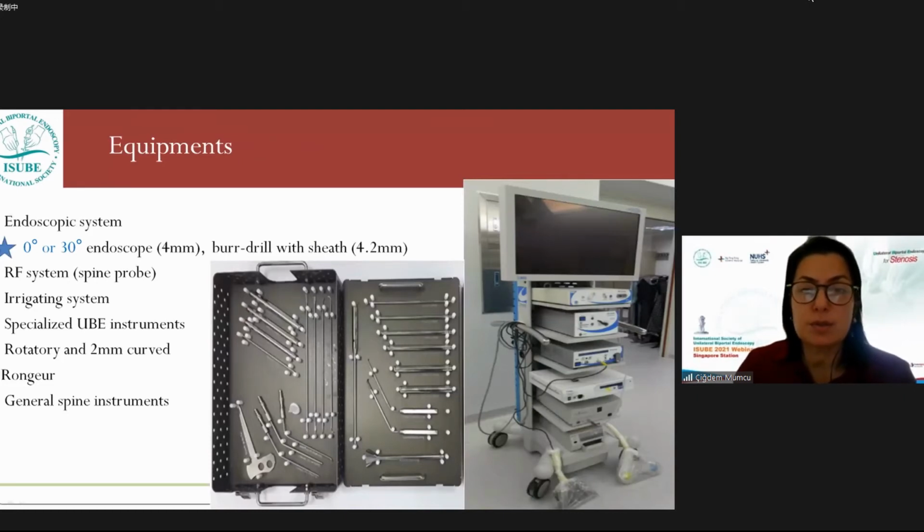For UBE surgery, you should have a 0 or 30-degree endoscope, RF device, shaver system, irrigation system, and special UBE instruments.